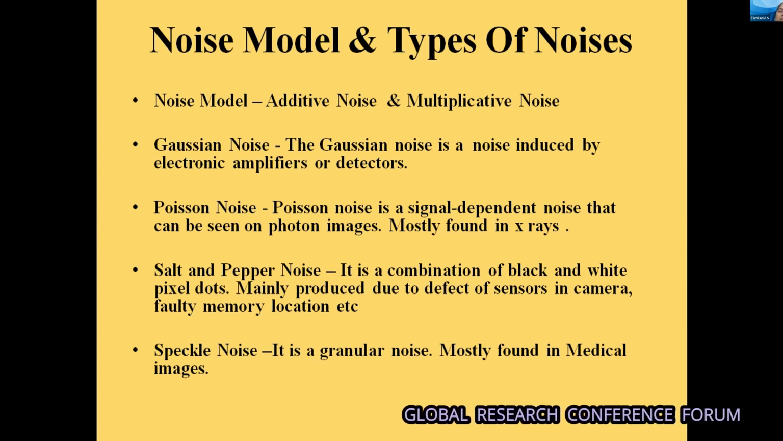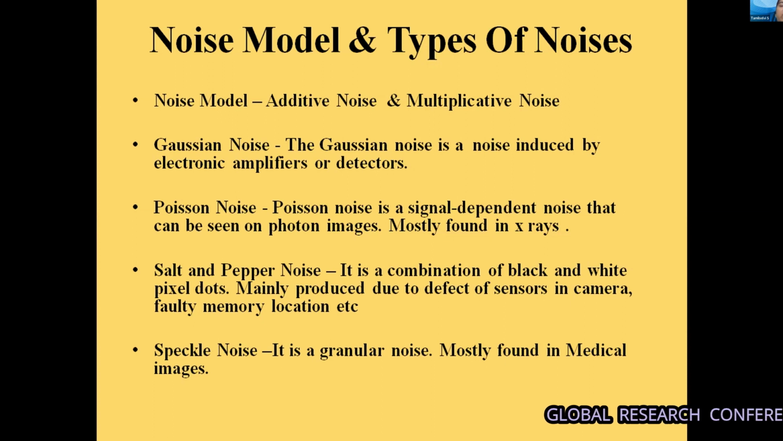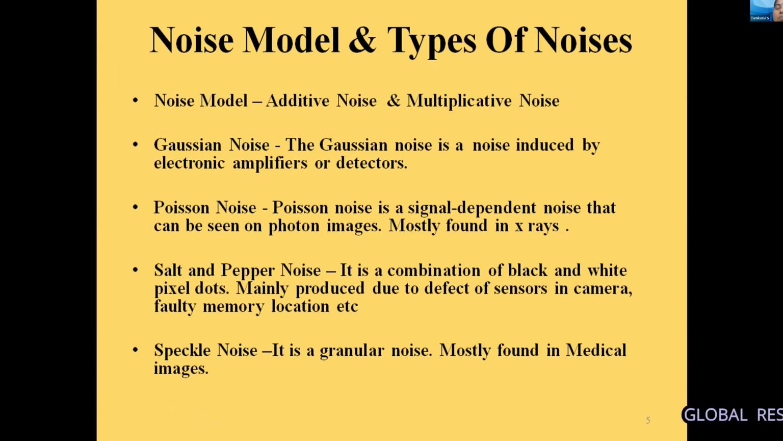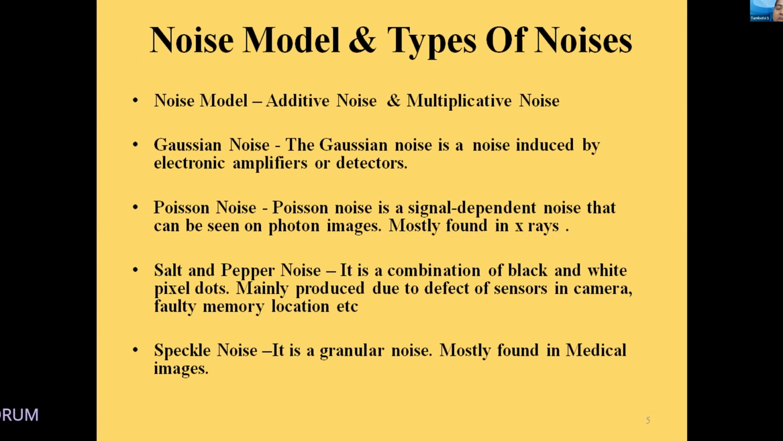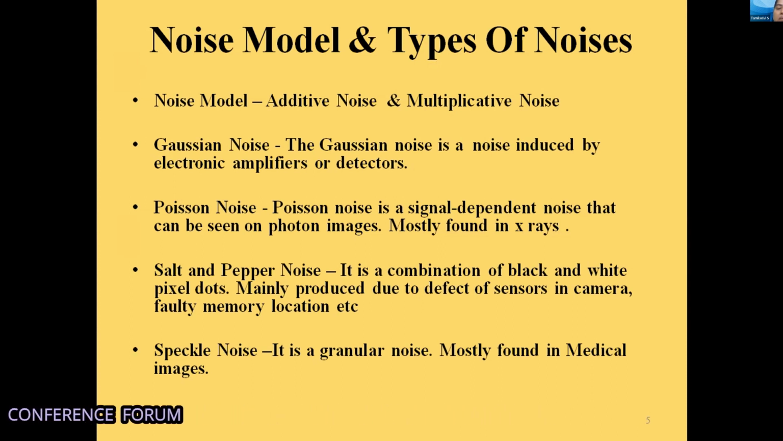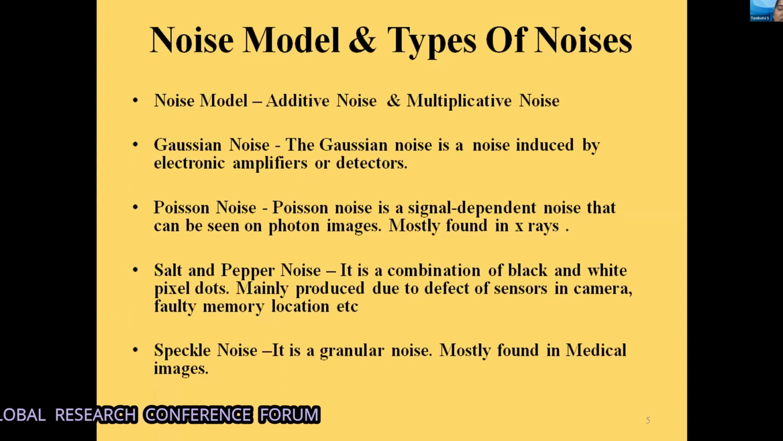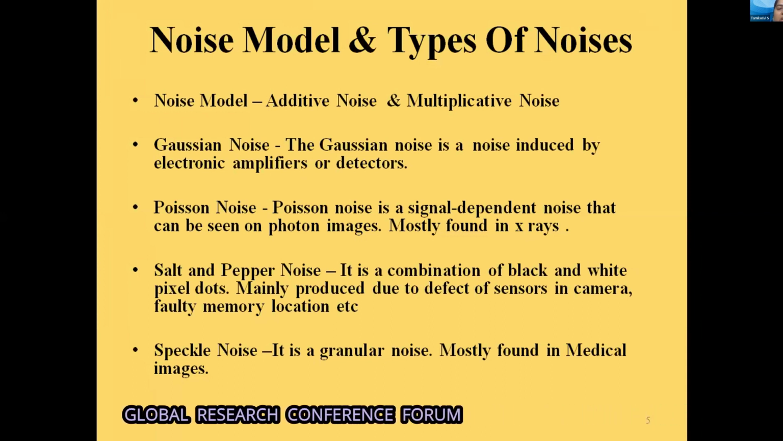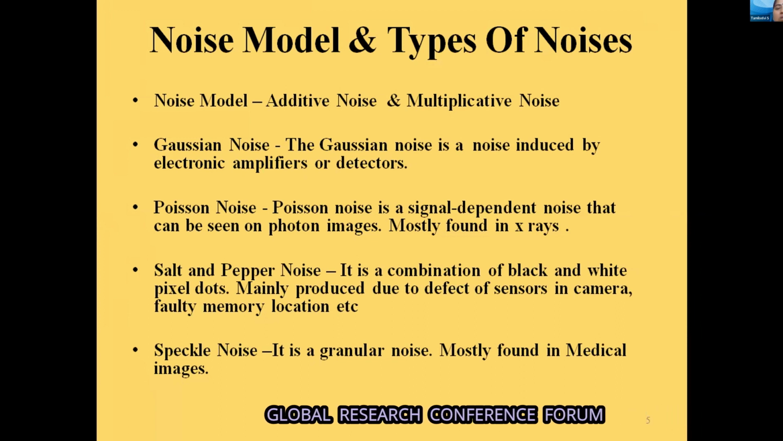When comparing noises, there are basically two types of noise models: additive noise and multiplicative noise. Additive noise is simpler to denoise, whereas multiplicative noise is a little more difficult. Here I have expressed some of the noises. Salt and pepper noise is an example of additive noise, where black and white pixel dots occur in the images, mainly caused by defective sensors in the camera or faulty memory locations. Another example of additive noise is Gaussian noise. But speckle noise and Poisson noise are multiplicative noises.